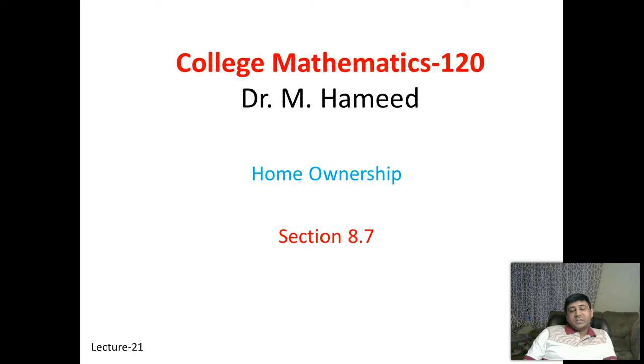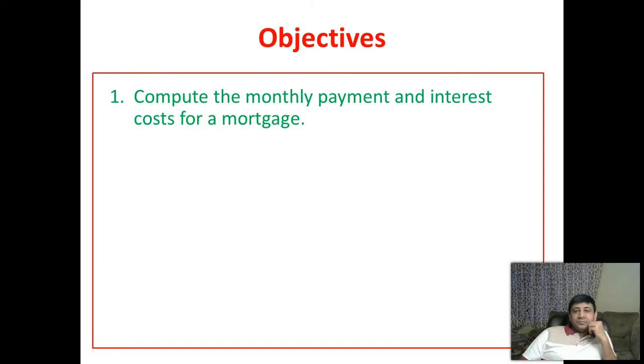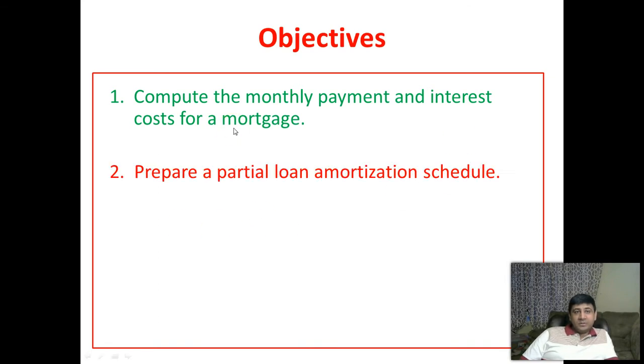Today we'll talk about section 8.6, which is about the mathematics behind home ownership. We'll look at home mortgages, how to calculate payments for a house, and other things involved with this. The main objectives in this section are, we will use the same formula which we used for calculating a payment of a car. We'll compute monthly payments and interest costs for a mortgage.